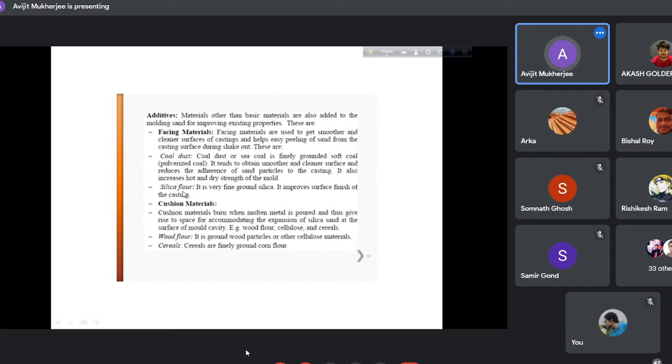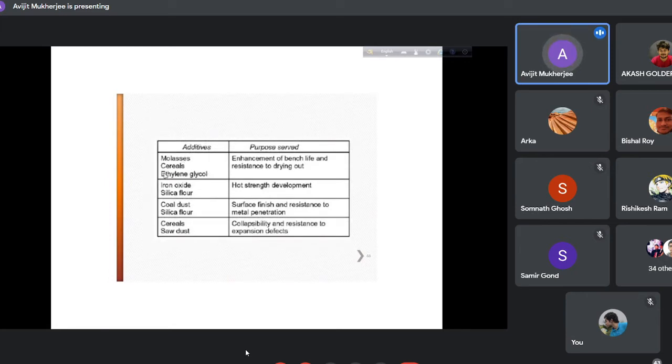We may also use silica flour. It is also finely ground silica, powdery form. And some cushion materials, which will immediately burn when the molten metal is poured. So the cushion material will burn instead of burning the sand. Okay, so what are those materials? Maybe wood flour. Wood flour can easily burn, getting the heat. Cereals, various cereals are also used. They will absorb the heat first. They will burn, but protect the facing sand or the sand portion. So wood flour, cellulose, cereals, all these are also additives, because all the sand particles may not have those qualities.